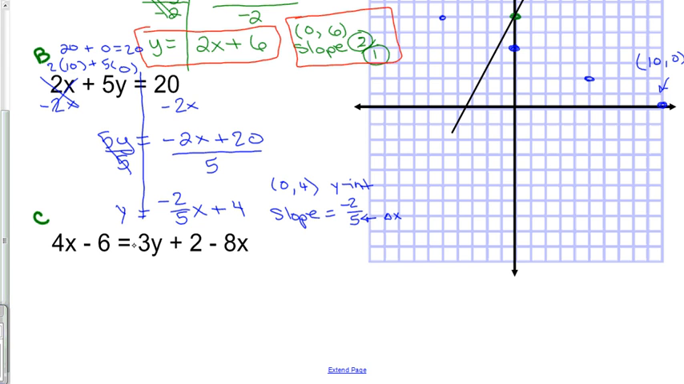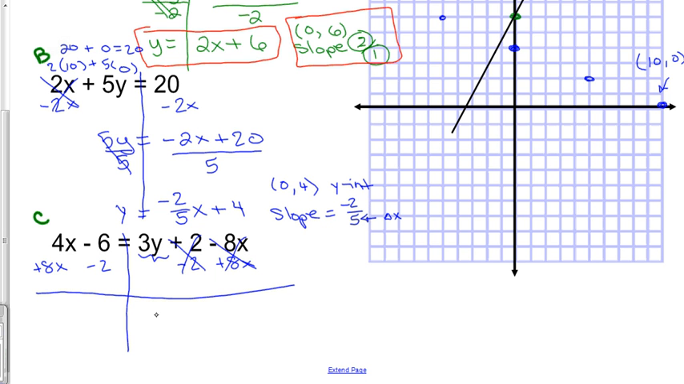My last one right here, same idea. I want to get the y's all on one side with nothing else. So since my y's are here, I'm going to get rid of these. I'm going to subtract 2 from each side, and I'm going to add 8x to each side, trying to get those y terms by themselves. So there's no more constants over here. There's no more x's over here. I just have my 3y equals. Over here, I combine my like terms. My x's get combined together to give me 12 x's. My constants get combined together to give me a minus 8.